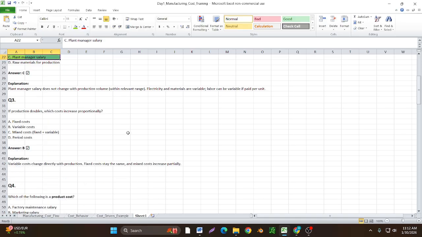If production doubles, which costs increase proportionally? Variable costs change directly with production. Fixed costs stay the same, and mixed costs increase partially, so the answer is B.